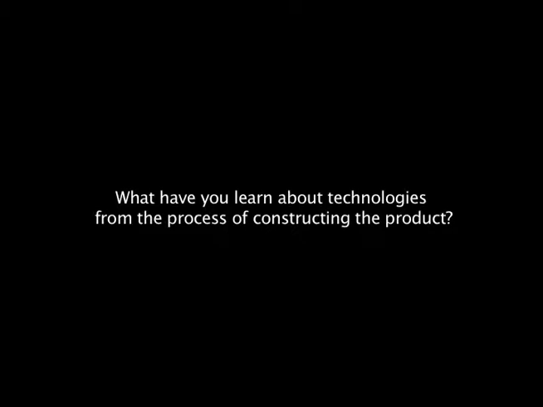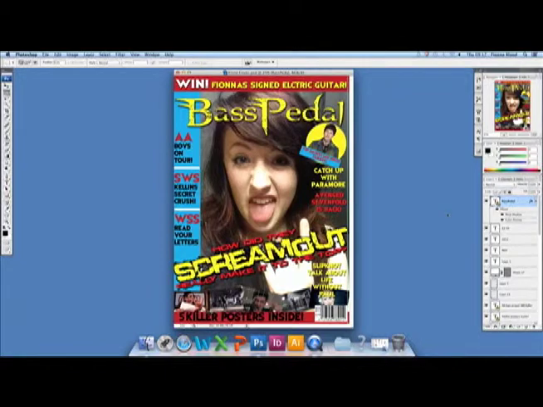What have you learned about technologies from the process of constructing this product? Before I started to make my magazine, I knew nothing about how to use Photoshop. During the process of making my magazine, I learnt to drop shadow text, and I have done this on almost every piece of text on my front cover to make everything stand out more and grab the audience's attention, especially the main cover line and the masthead.